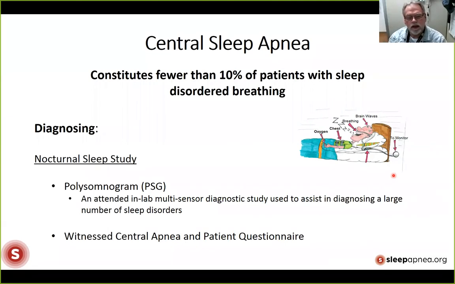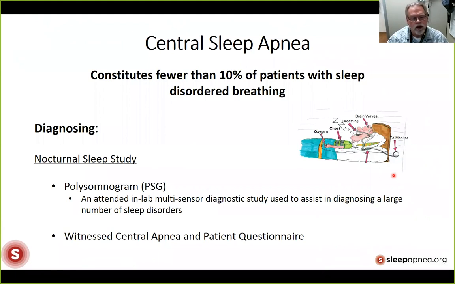Let's look at central sleep apnea now, and I think some of you are probably here specifically for this part of the presentation. Notice that central sleep apnea is less than 10% of the people who have a breathing disorder. But that's not 10% of the population. That's 10% of the patients who already have a sleep disorder breathing actually have central sleep apnea.